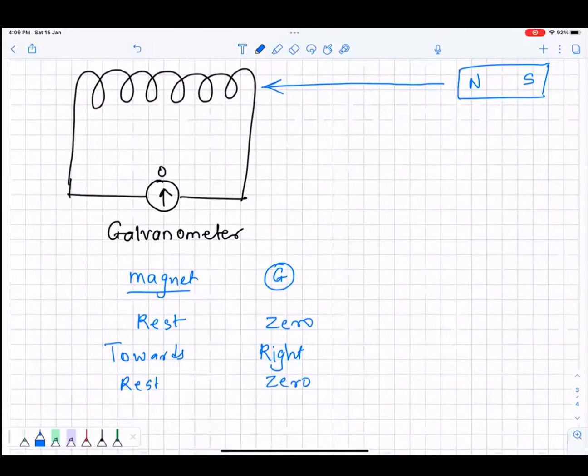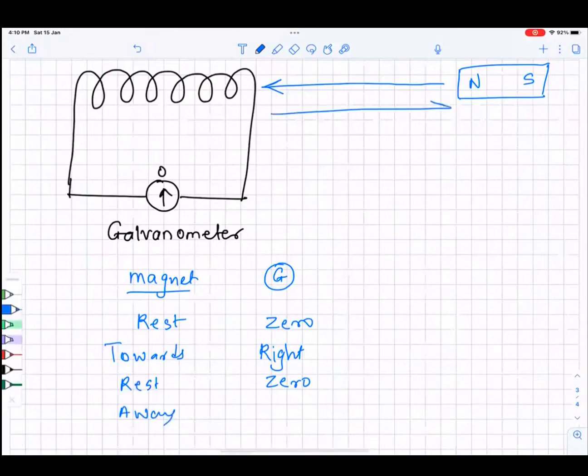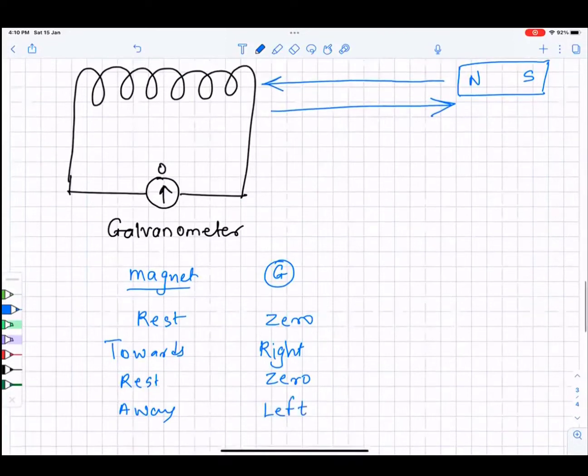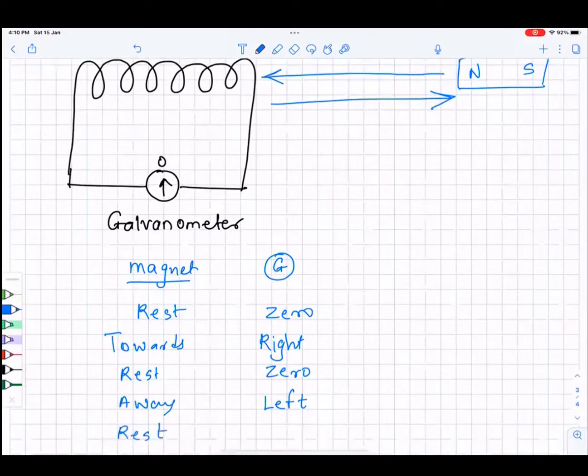Now again pull this magnet away from the coil. So you are taking this magnet back away. Now, when you take it away, what will you notice? That the needle will show deflection in the left direction, left side. Then after you pull it away, when it went back to the original position, it again came to rest. Again, the needle shows zero deflection. It was at center zero.